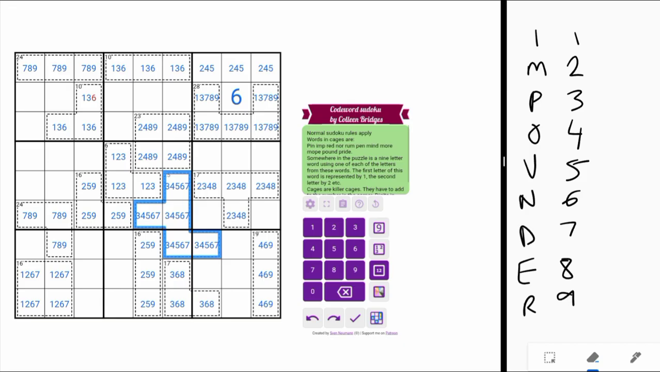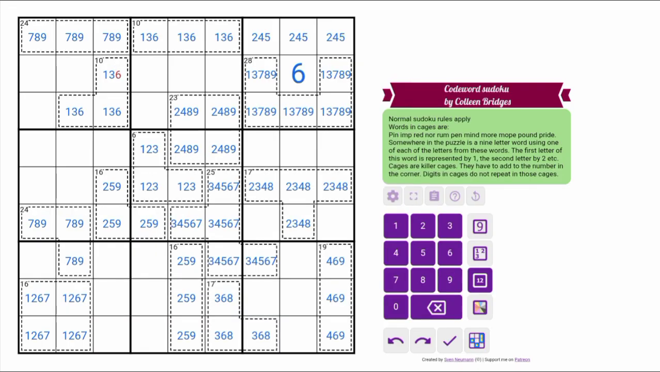Okay. So now it's just really a matter of doing Sudoku. Actually, what we can do first, we don't need that code word anymore, so we can make it a bit bigger. But now we can find where the 1 to 9 code word goes. Get rid of that red 6, it's annoying. So, can the code word go across here?